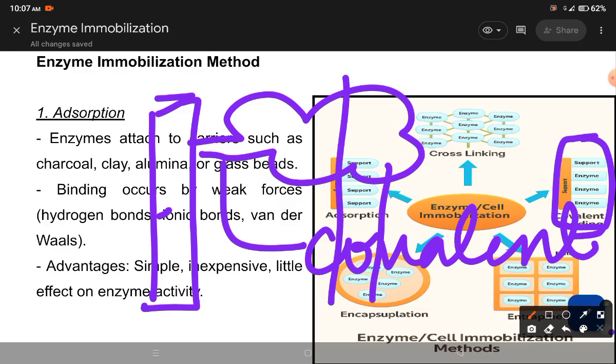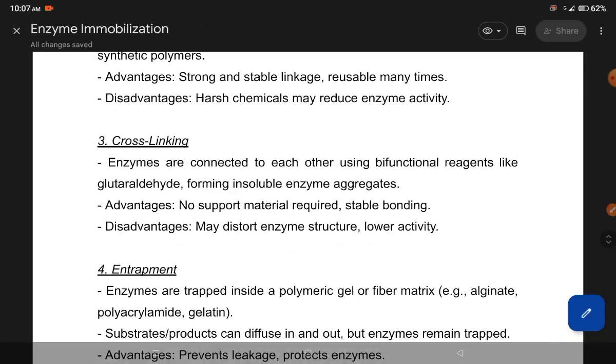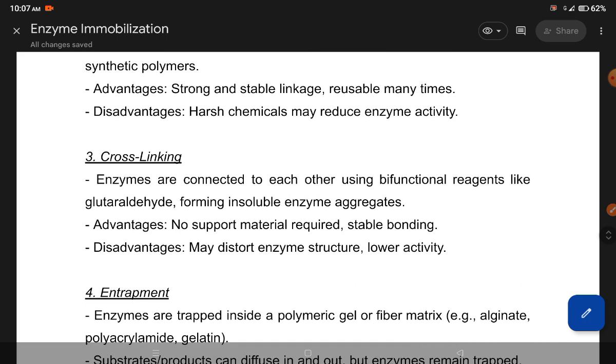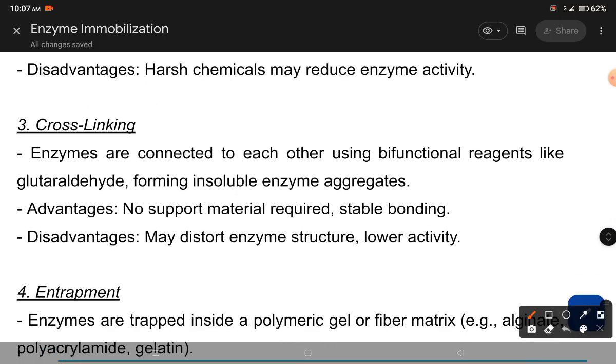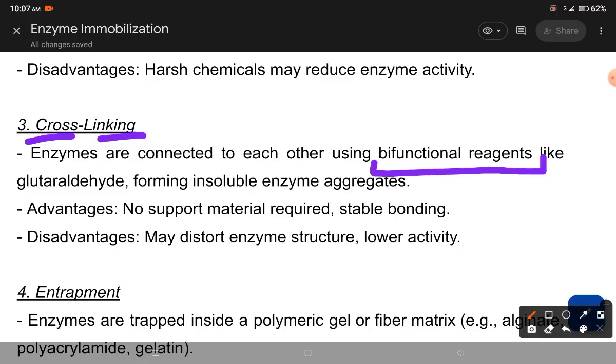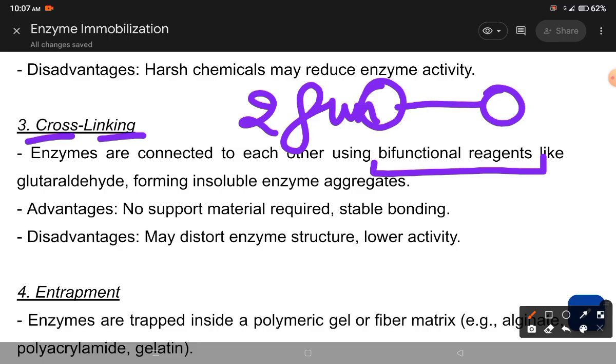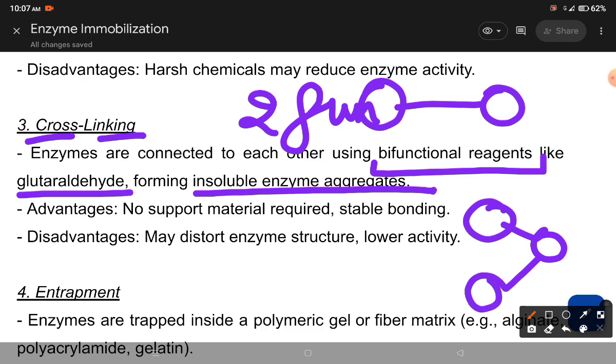And then the third method is entrapment. Sorry, cross-linking. In this method, as the name suggests, we are going to link two things. Enzymes are linked to each other using a bifunctional reagent. A bifunctional reagent has two functional sites or parts, so it can interact with two groups simultaneously. We use reagents like glutaraldehyde to form insoluble enzyme aggregates. When the enzymes are connected to each other, they form insoluble enzyme aggregates.